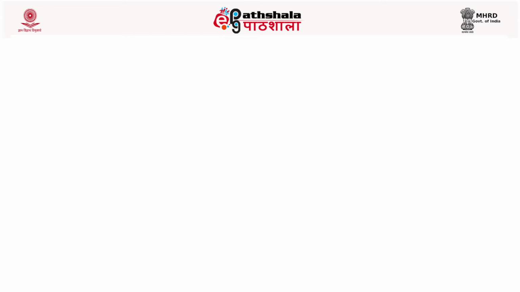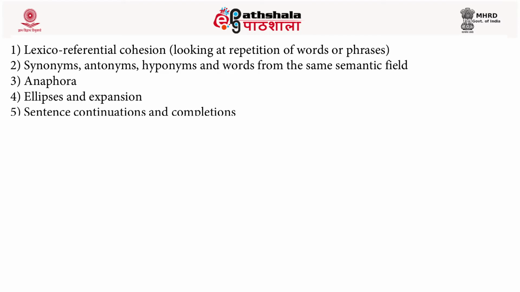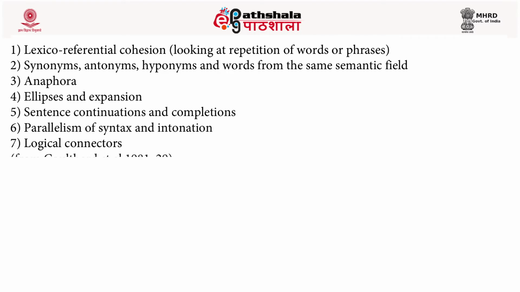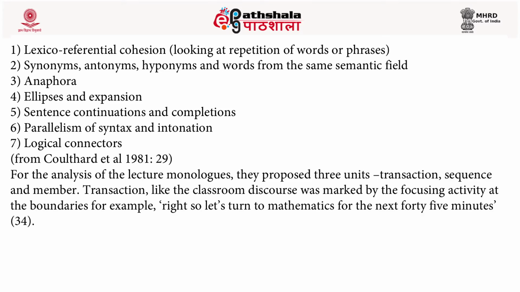Number 1, lexico-referential cohesion, that is, looking at repetition of words or phrases. Number 2, synonyms, antonyms, hyponyms, and words from the same semantic field. Number 3, anaphora. Number 4, ellipsis and expansion. Number 5, sentence continuations and completions. Number 6, parallelism of syntax and intonation.